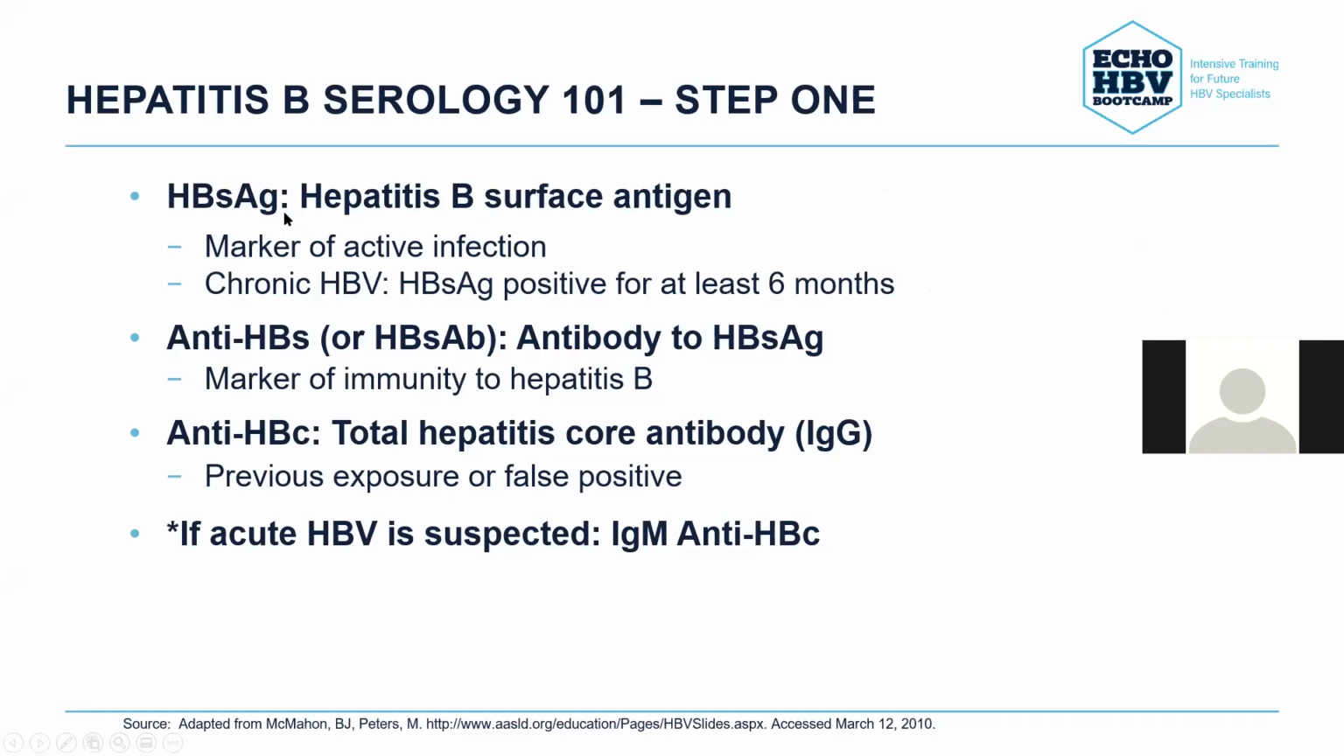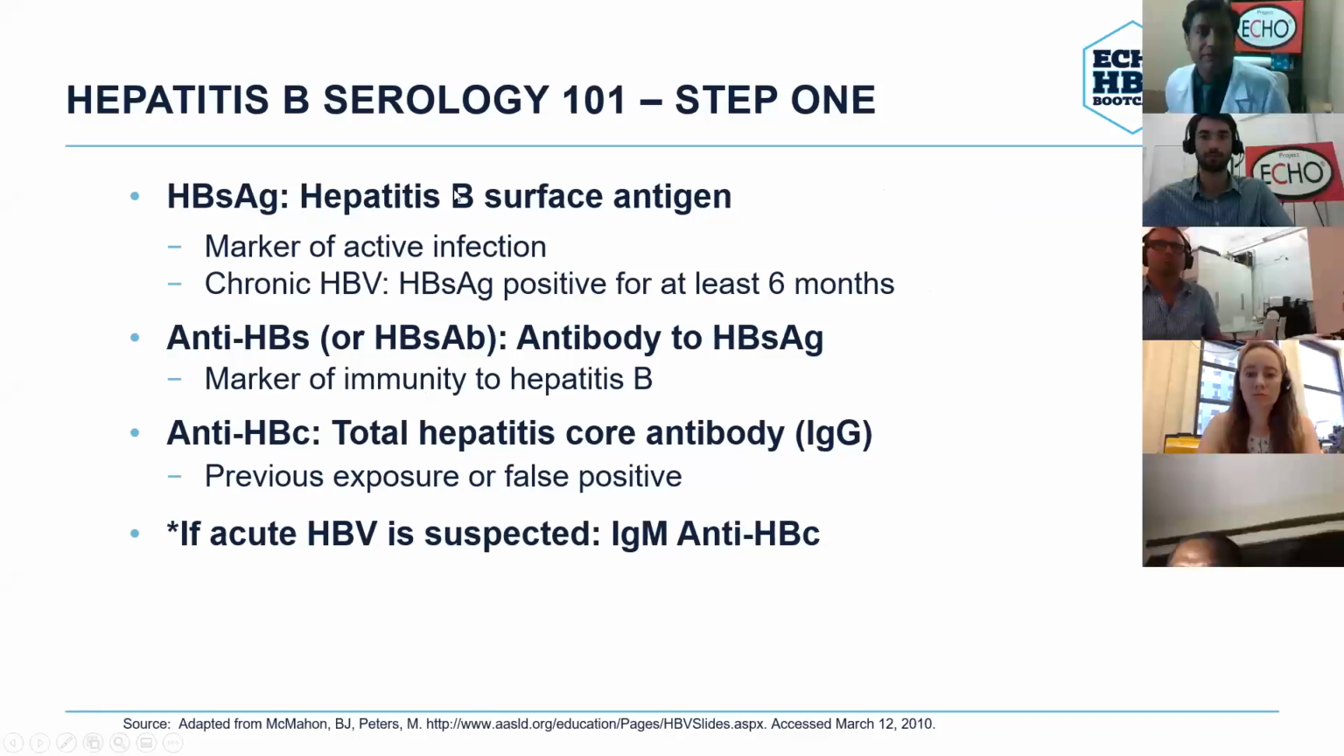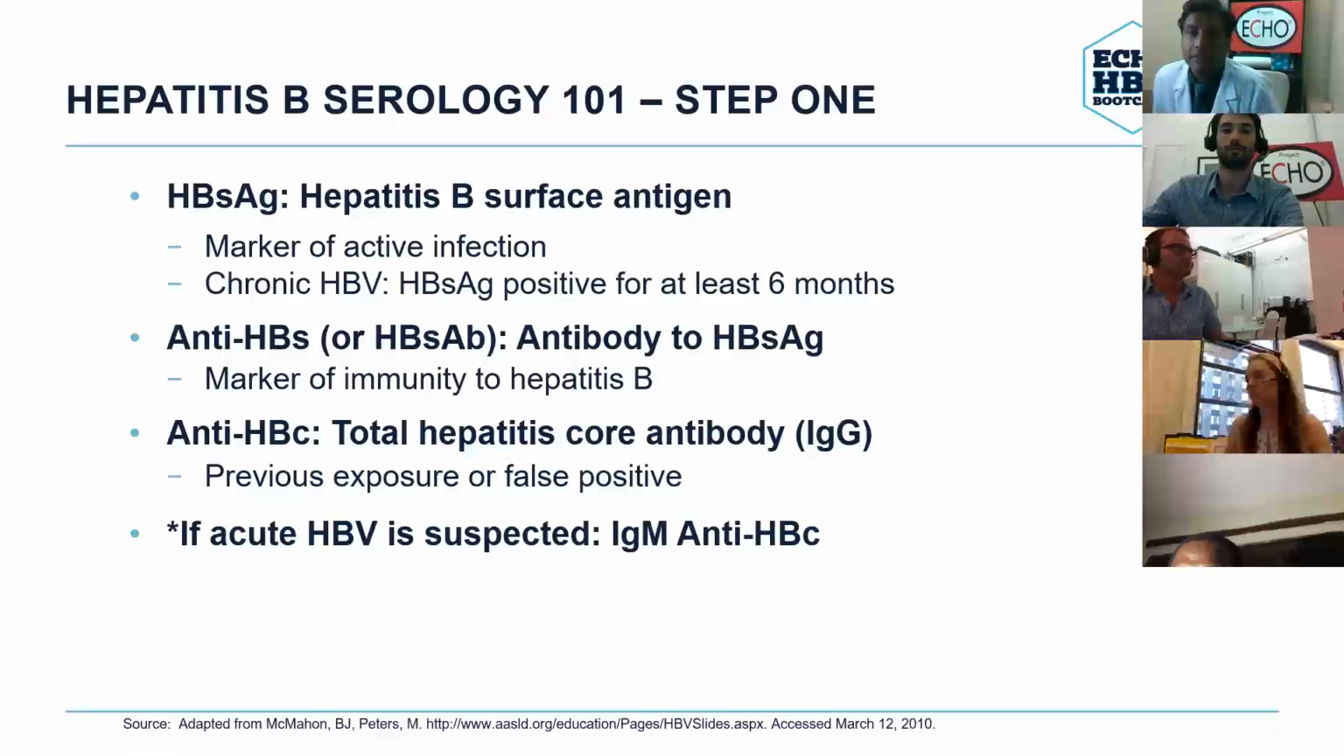One of them is hepatitis B surface antigen. Now, surface antigen is the marker of active infection, okay? And a patient who has surface antigen positivity for more than 6 months, that is enough to diagnose a patient with chronic hepatitis B, okay? We don't need hepatitis B viral load. We don't need anything else to diagnose chronic hepatitis B. Surface antigen positivity for 6 months is indicative of that condition.